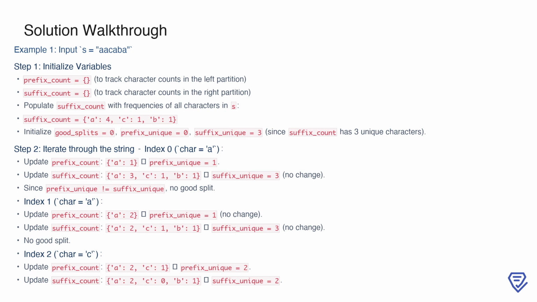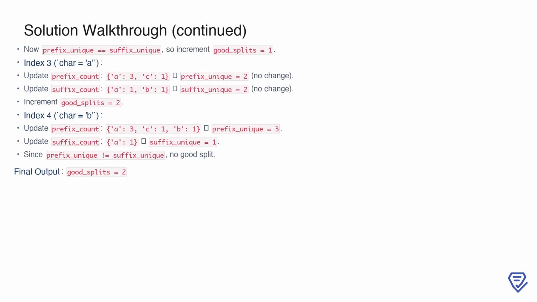At index 2, the character is c. Adding this to prefix_count, we now have a:2, c:1, and prefix_unique increases to 2 because c is a new unique character. In suffix_count, c decreases to 0, so it's removed, leaving a:2, b:1, and reducing suffix_unique to 2. Now that prefix_unique equals suffix_unique, we increment good_splits to 1.